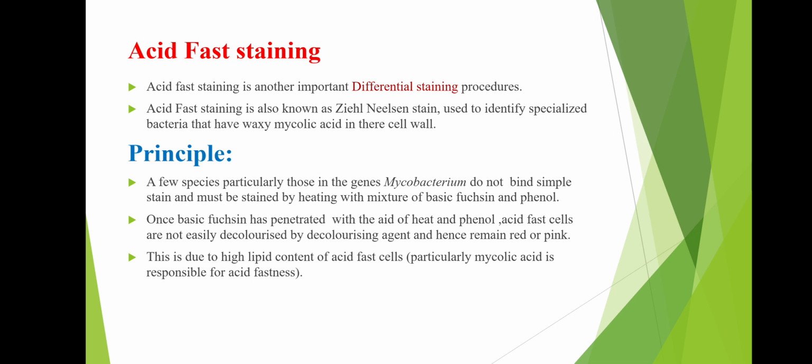Principle of acid-fast staining. A few species, particularly those in the genus Mycobacterium, do not bind simple stain and must be stained by heating with a mixture of basic fuchsin and phenol. Once basic fuchsin has penetrated with the aid of heat or phenol, acid-fast cells are not easily decolorized by the decolorizing agent, sulfuric acid, and hence remain red or pink in color. This is due to the high lipid content of acid-fast cells. Particularly, mycolic acid is responsible for acid-fastness.